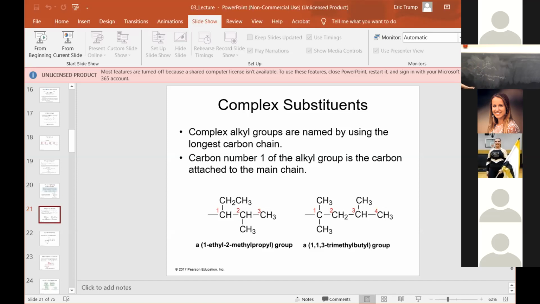Okay, and we number from the point of attachment. In this case, when we're naming complex substituents, we don't necessarily worry about the lowest possible numbers. The point at which it's attached to the parent, that's number 1 automatically. Okay, so it's 1, 1, 2.